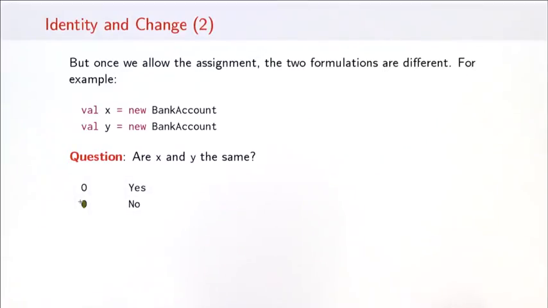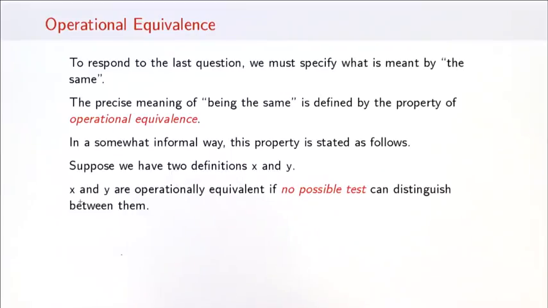Is there something that tells you clearly that if you create two definitions with the same right-hand sides, they now give you back something different, whereas before it was always the same? When do you make that decision, and in what direction? Well, to respond to that question more precisely, we need a theory of what it means to be the same. The precise meaning of being the same is defined by a property called operational equivalence.